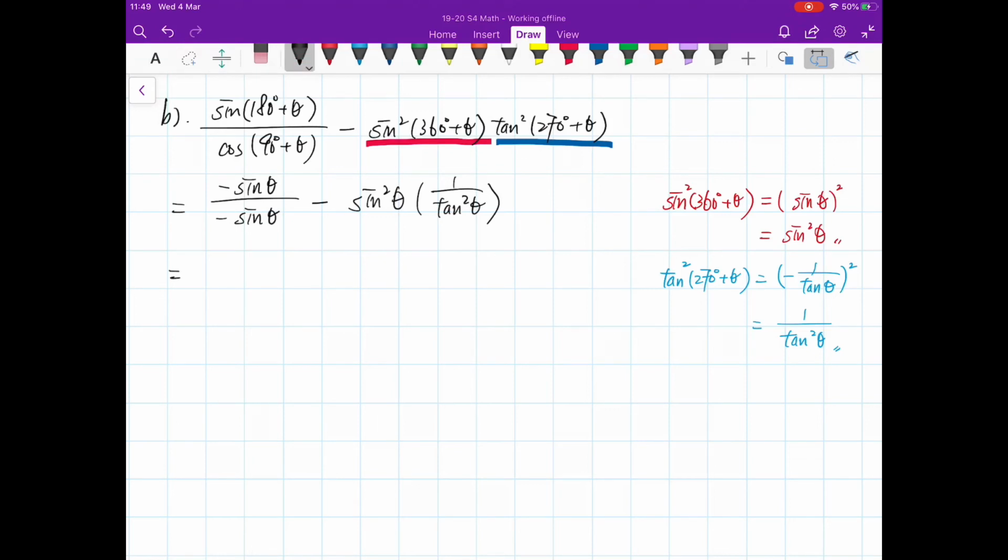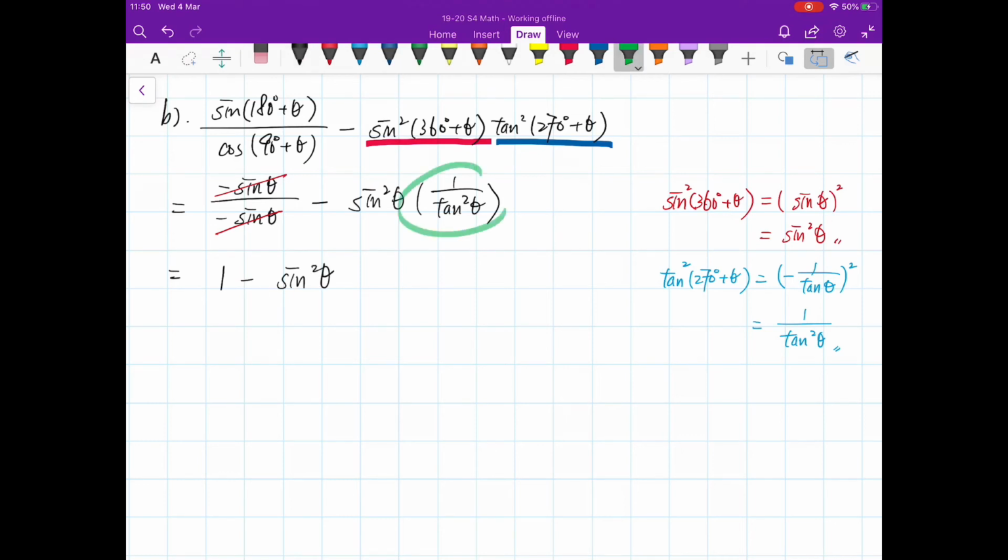Then let's move on to the next step. As you can see, for the first part, negative sine theta over negative sine theta, all of them can be cancelled out, so that it becomes not 0, instead it is 1. Minus sine square theta.